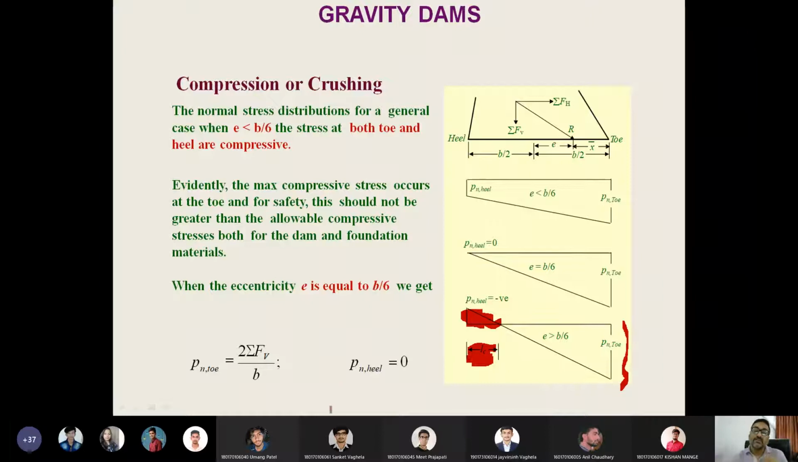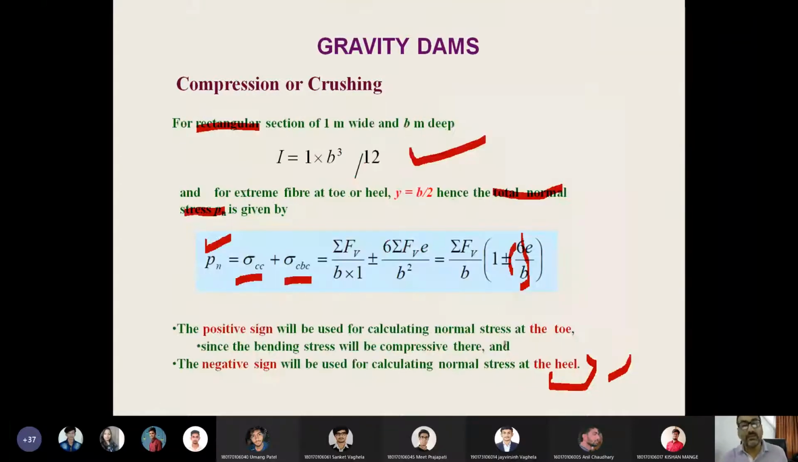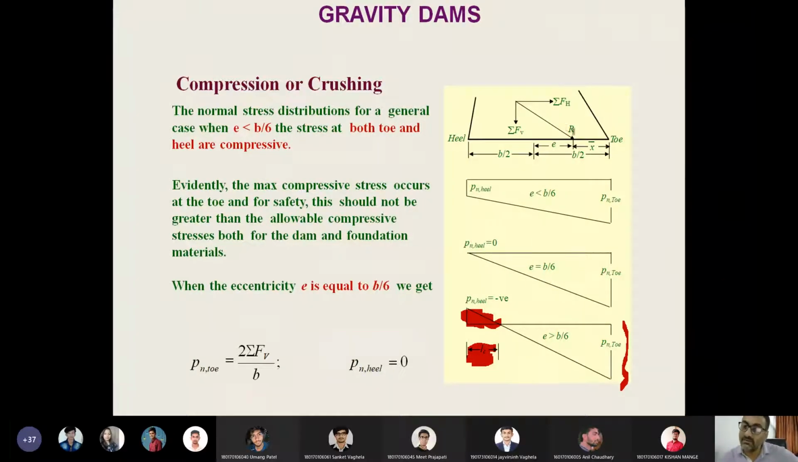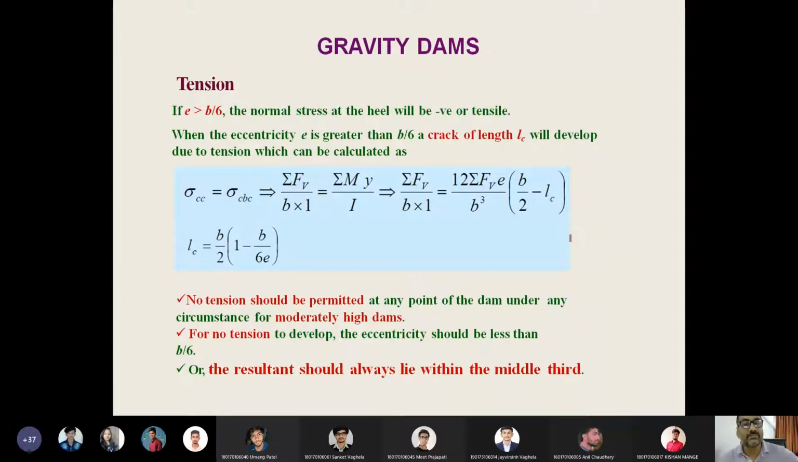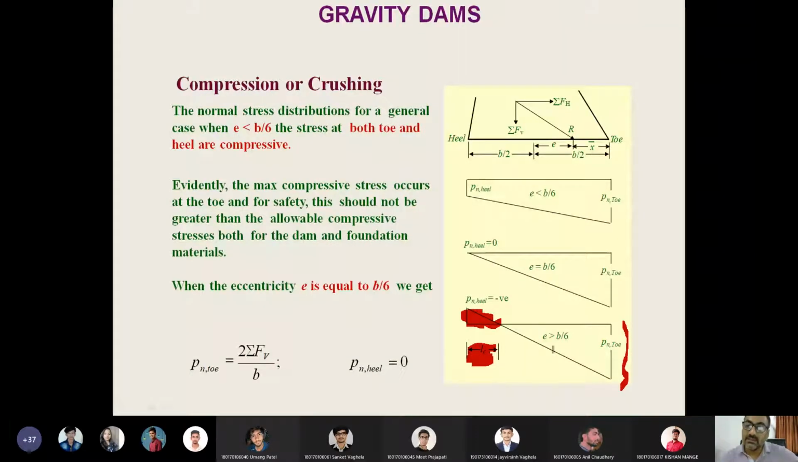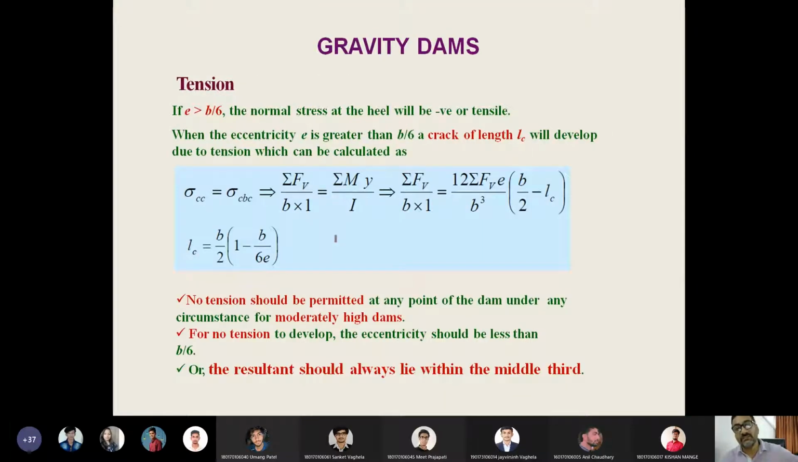So this equation of compression failure or crushing failure, to calculate the total normal stress PN, gives us insight into understanding the behavior or distribution of stresses at the base, and how and why the resultant should be kept within the limit. So we are checking that, and we'll look at the calculations further. Now, the fourth type of failure is the tension failure.